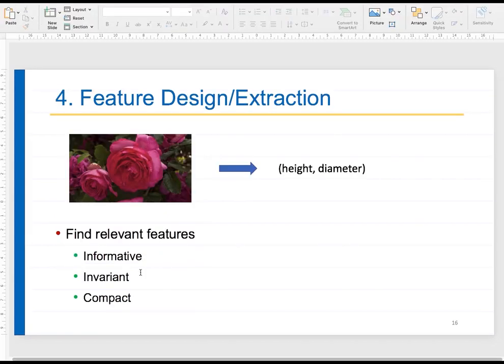Okay, so now you got your data. You got it labeled also. Now you have to design good features. Let's say in the roses, you want to extract, okay, I can feed the raw image as my input, or I can extract some parameters or some features. Let's say in this case, height or diameter, or in other cases, for example, we saw some examples, right? We saw the example of emails.